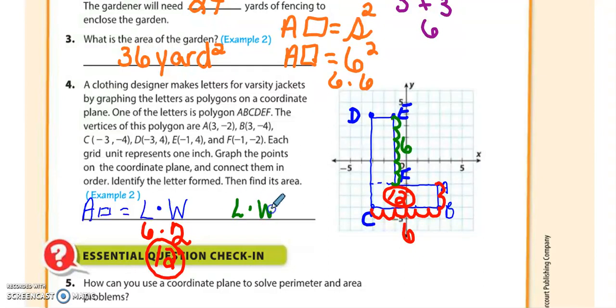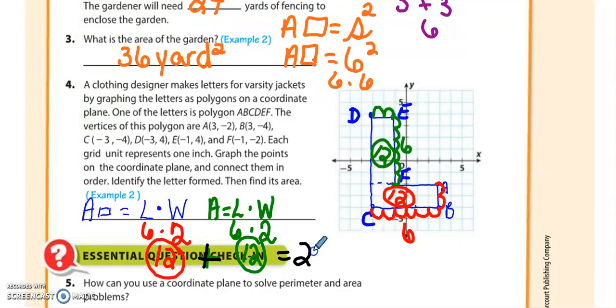Length times width for E to F. And I call that length, even though it's going up, it doesn't really matter because multiplication is commutative. And from E to D, 2 units, and 6 times 2 is 12. And now in order to find the entire area, I need to add the 2 together. So the area of the 2 rectangles would be 12 plus 12, which is 24.